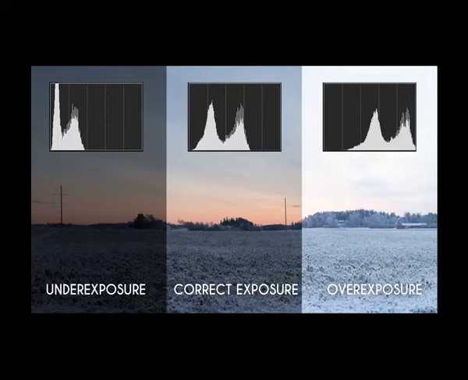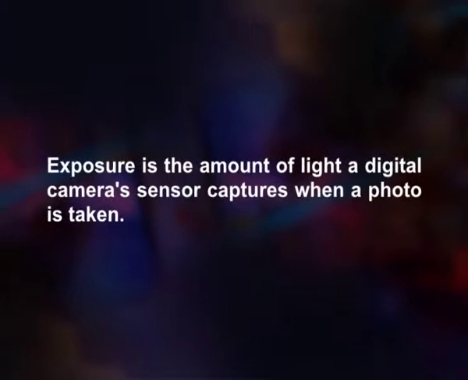A camera's aperture, shutter speed and ISO settings directly affect exposure. More importantly, they allow you to control how each photo will look. In this session, we will discuss each of these terms and explain how they will affect your picture when operating in manual mode. Exposure. Exposure is the amount of light a digital camera's sensor captures when a photo is taken.